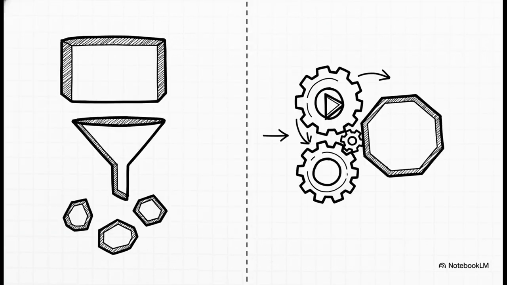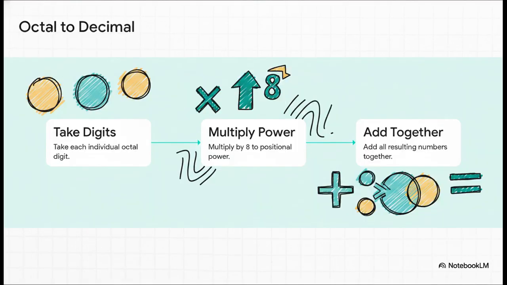But hold on, what if your decimal number has a decimal point? Good question. For the whole number portion before the decimal, you just use the division method we literally just covered. But for the fractional part, after the decimal point, the rule flips entirely. Instead of dividing, you take that fractional number and successively multiply it by 8 to find your octal digits. Okay, bringing it full circle. To convert octal back into everyday decimal form, we simply return to those positional values. Take every single digit of your octal number and multiply it by 8 raised to its specific positional power. Then you just add all those results together. That grand total right there, that's your exact decimal equivalent.